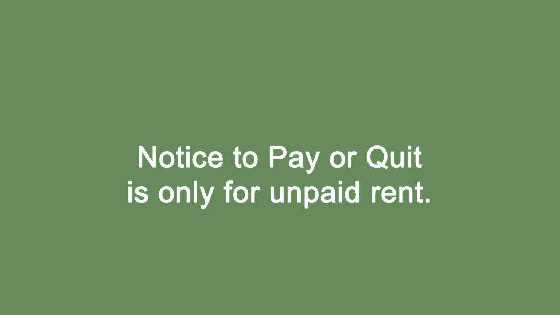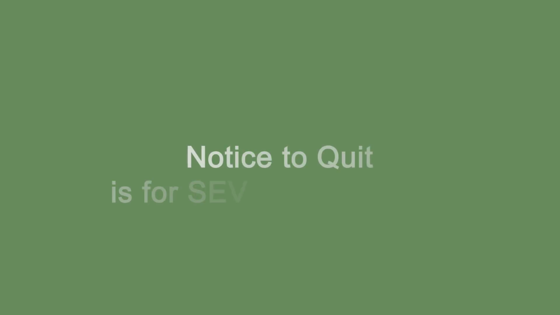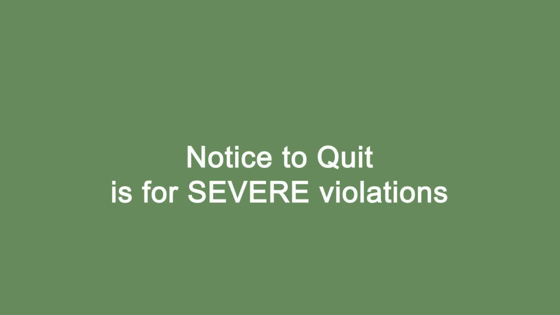In California, the notice you choose really matters. For example, a 3-day notice to pay rent or quit is only for unpaid rent. A 3-day notice to perform covenant or quit is for lease violations that can be fixed, like unauthorized occupants. A 3-day notice to quit is for severe violations. A 30 or 60-day notice is for ending a tenancy without cause, if your property qualifies.